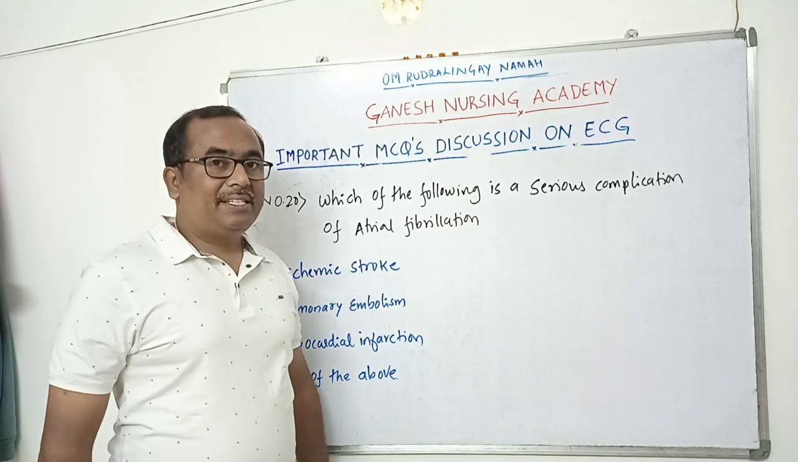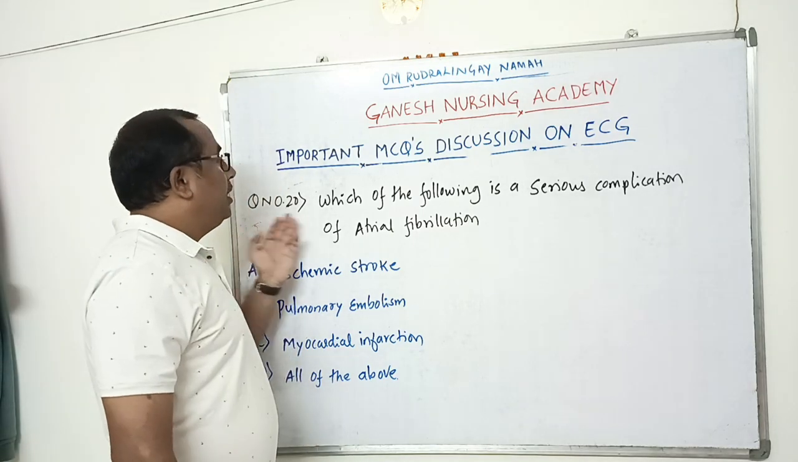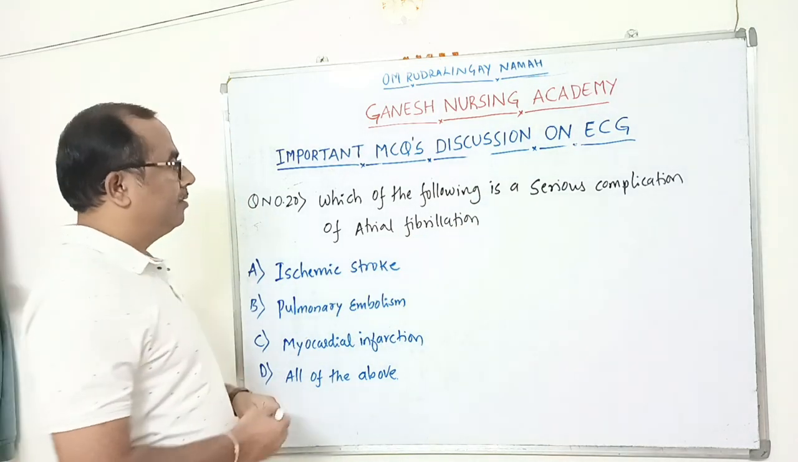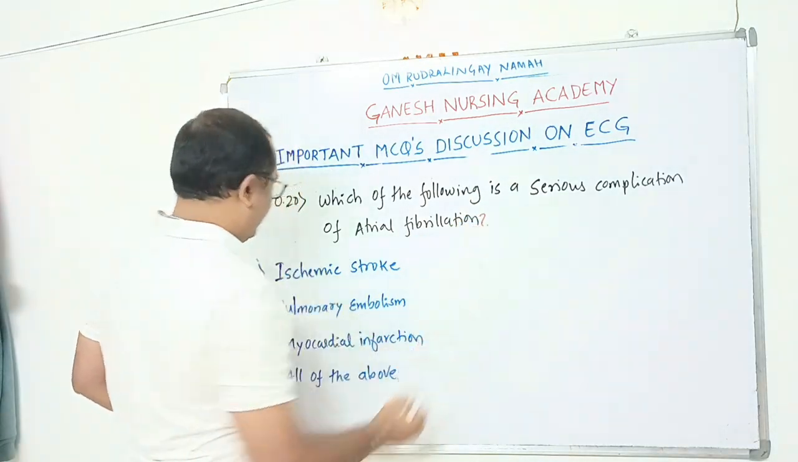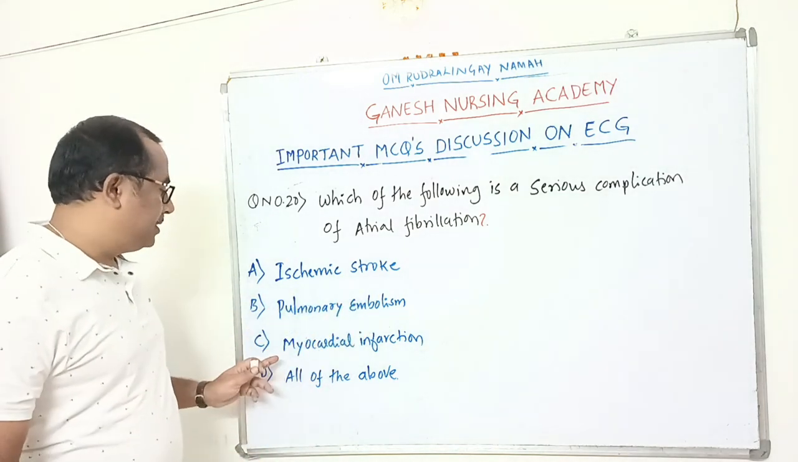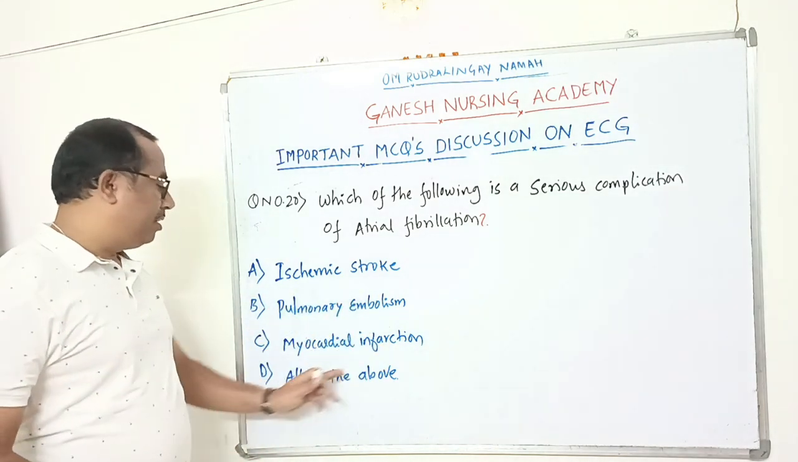Okay, dear students, let's see the next question. Question number 20. Which of the following is a serious complication of atrial fibrillation? Option A, ischemic stroke. Option B, pulmonary embolism. Option C, myocardial infarction. Option D, all of the above.